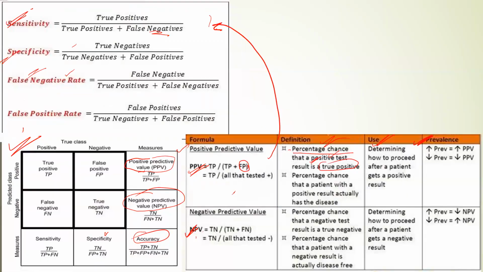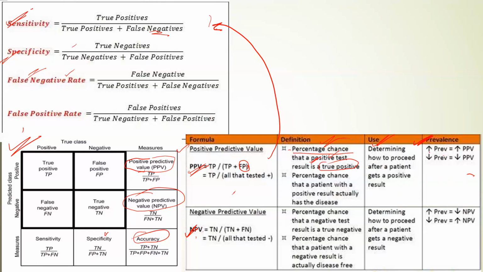And the most important use is that it helps us to determine the chances of the patient actually having the disease. That is, for a patient who tests positive, whether he actually has the disease or not, it helps us in determining the chances of that happening. Thereby it helps in formulating the next step in management.